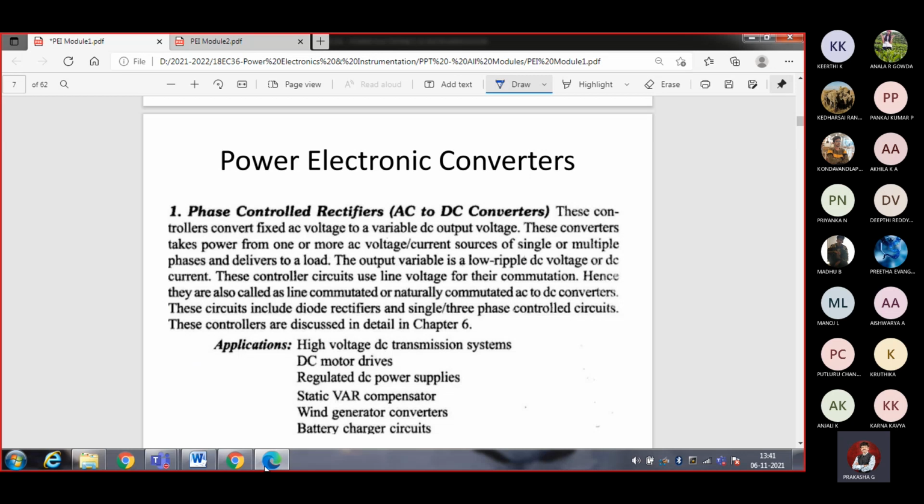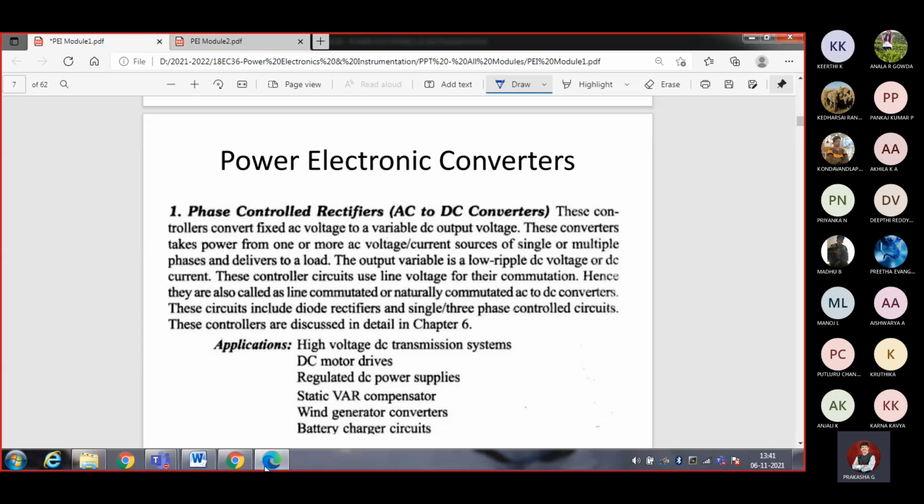We have already seen this one in our lab. How exactly will a fixed AC voltage be converted into a variable DC voltage? I have a fixed AC voltage of 230 volts that needs to be converted into a variable DC voltage like 15 volts, 13 volts, 12 volts, 10 volts, 5 volts. But it will be in the form of DC.